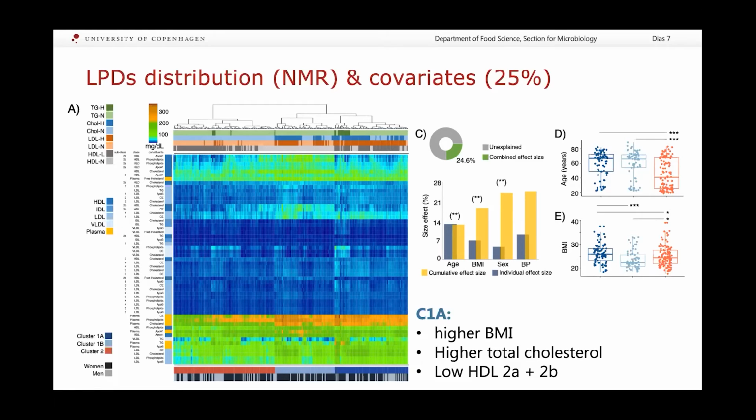So again, I'm going back to cluster C1A that lies somewhere here. And apart from having high total cholesterol and high levels of low density lipoproteins, they also have a higher BMI. So there's a lot of interaction there that we are not catching yet, but we're trying to screen the whole cohort at the moment.